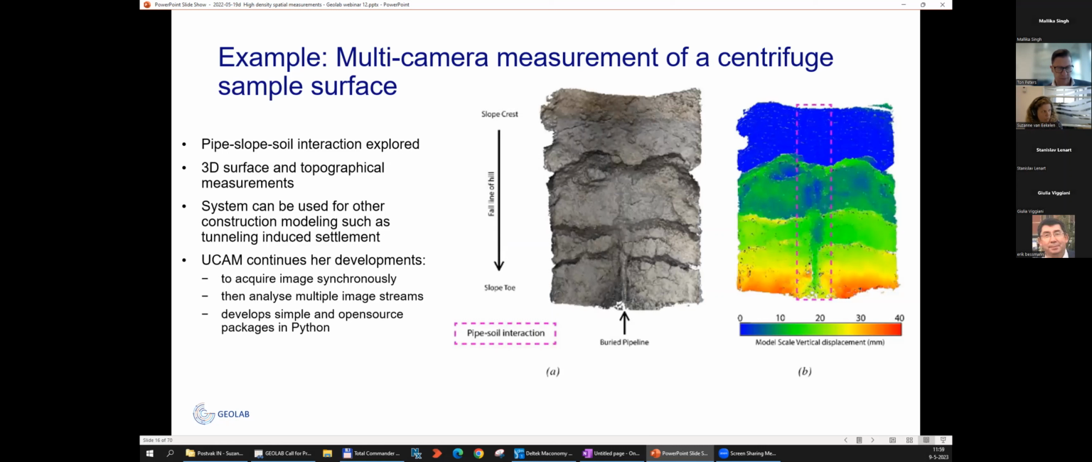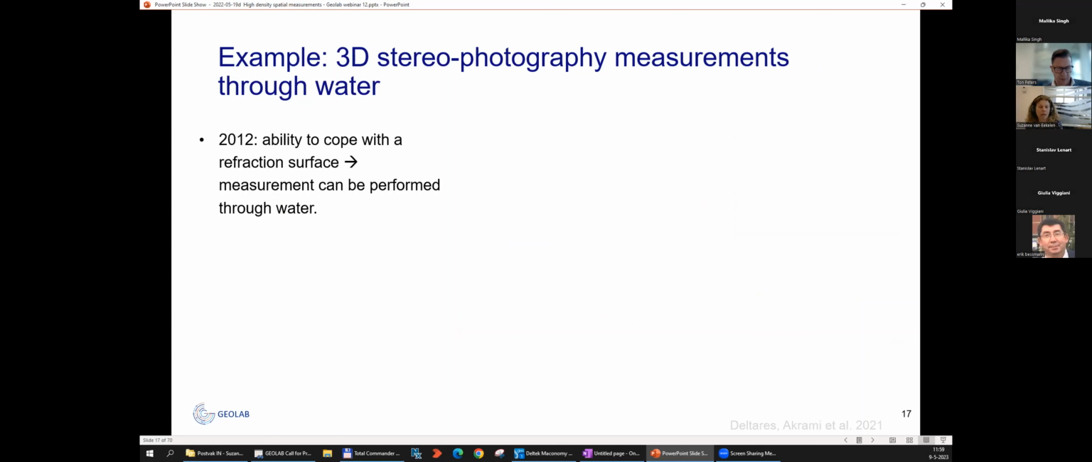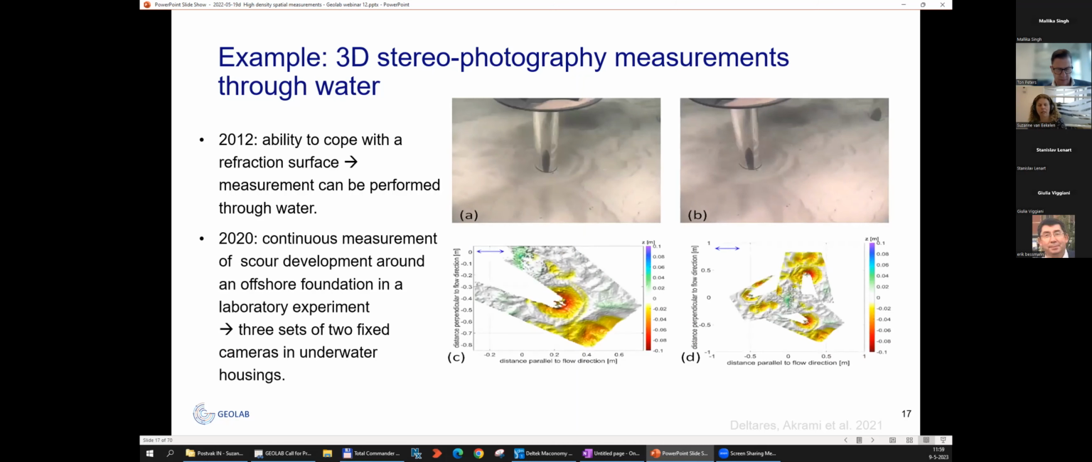So the basic idea of 3D PIV is that we use more than one camera, like the human eyes. Then you can make 3D pictures. At Deltares, this ability was developed too, and in 2012 we developed the possibility to cope with the refraction surface, and that means that we can look through water, and the refractive index of the water is compensated. And a few years ago, we continued with measuring the scour development around an offshore foundation in a lab experiment.